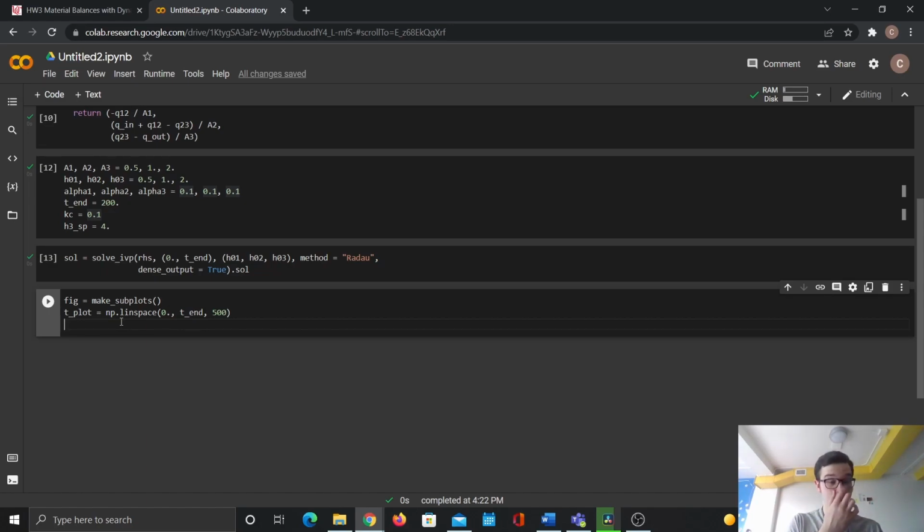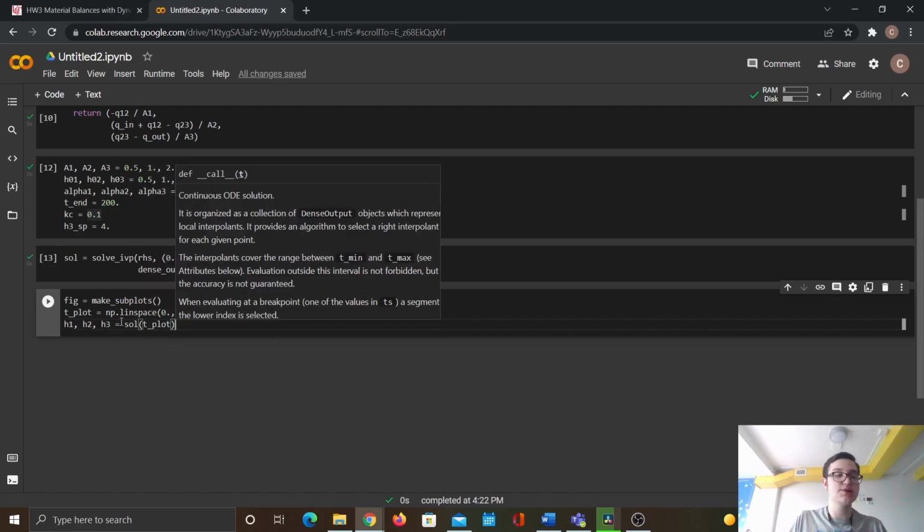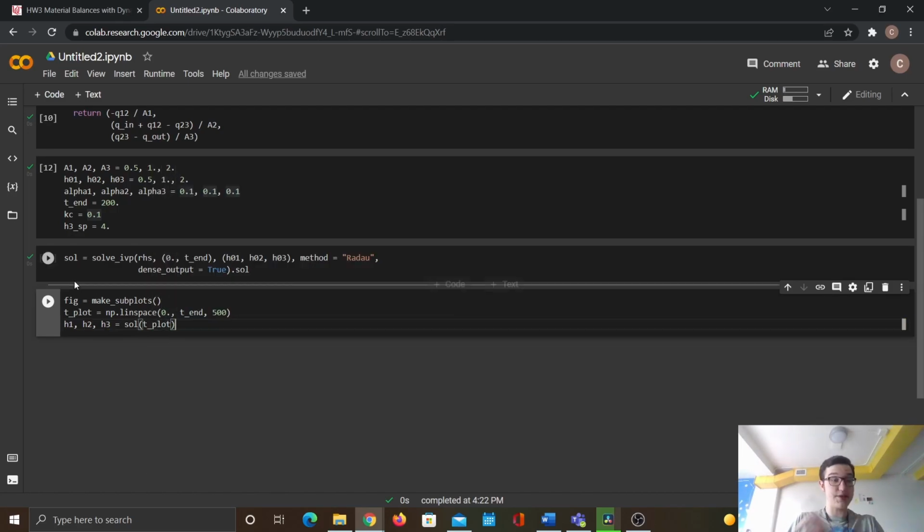We also need, for this, we're going to be using h1, h2, and h3. The values for it is equal to sol of tplot. So we're going to be running this sol function for tplot, the linearly spaced time, and assigning values from that array to these 3 variables.